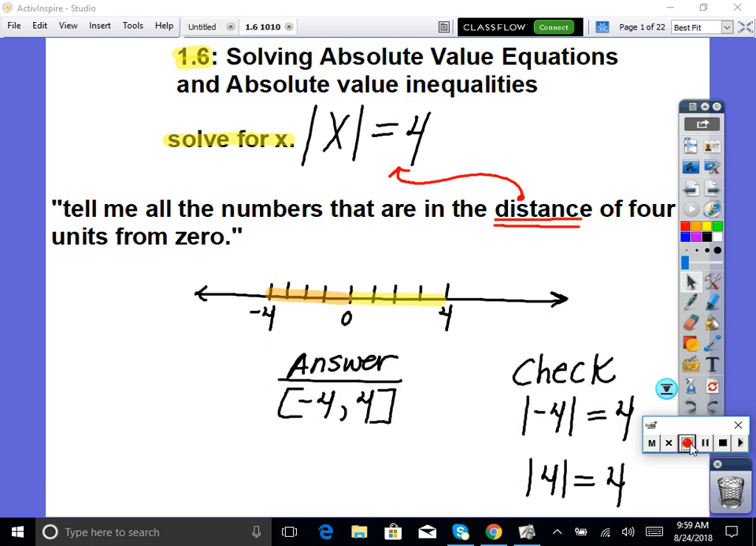I want to understand it. Okay, so 1.6, solving absolute value equations. And I suppose, I guess, I'll think about it. At the end of class, if we get to it, we can do some of it.